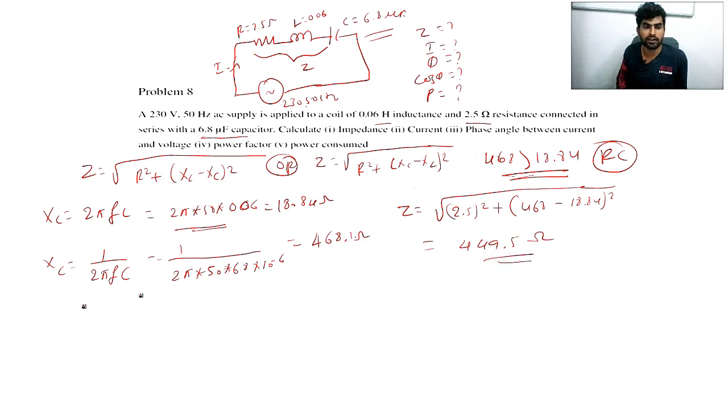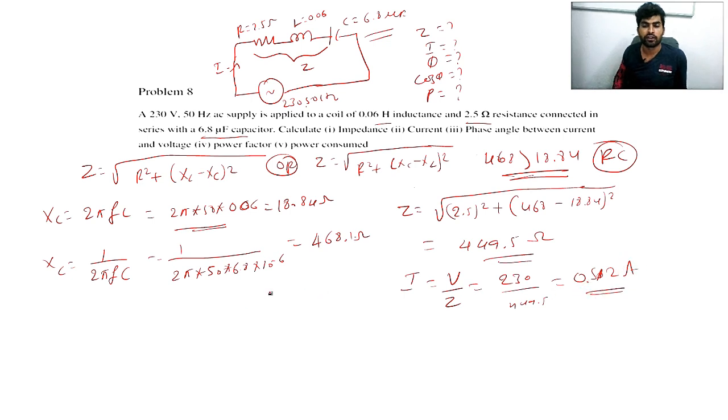Next, we need to calculate current over here. Current, how to calculate current? I is equal to V by Z. So V is how much? 230 is the given supply. Z is 449.5. Finally, using the calculator, we will get 0.512 amps.